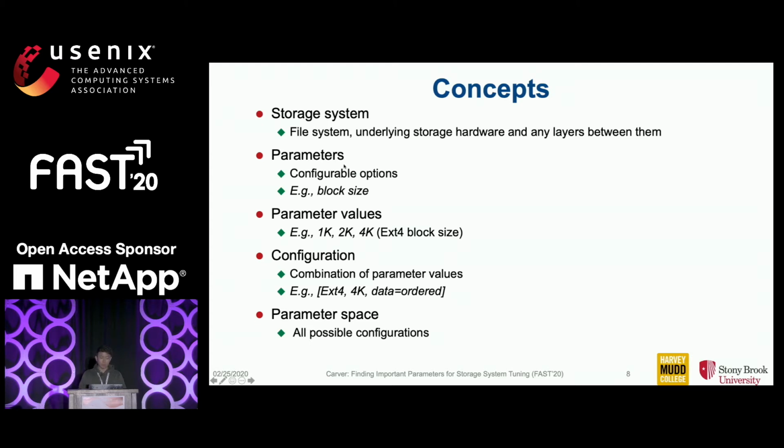Each parameter can be assigned predefined parameter values. For example, block size for Ext4 can take values of 1K, 2K, and 4K. A configuration is defined as a certain combination of parameter values. For example, the configuration here is one configuration with 3 parameters. And all possible configurations form a parameter space.